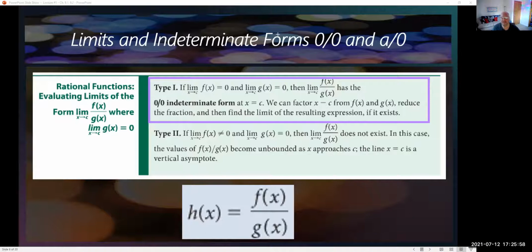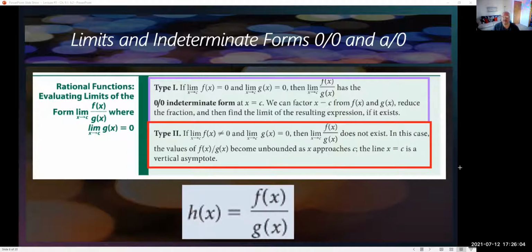Also, we have the other case, which is the indeterminate form a over 0, and that's right here. I'm going to read this out loud and we'll talk about it together. If the top is not 0 when you plug in, that's what this is trying to say, but the bottom is, then the limit does not exist. And in that case, we can assume that it becomes unbounded as x approaches c. So in other words, we can stop right there and say that x equals c is a vertical asymptote.